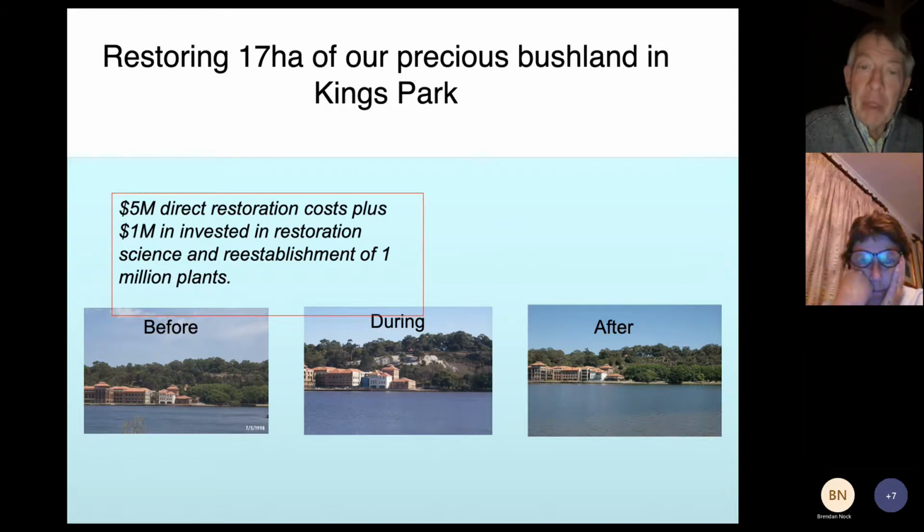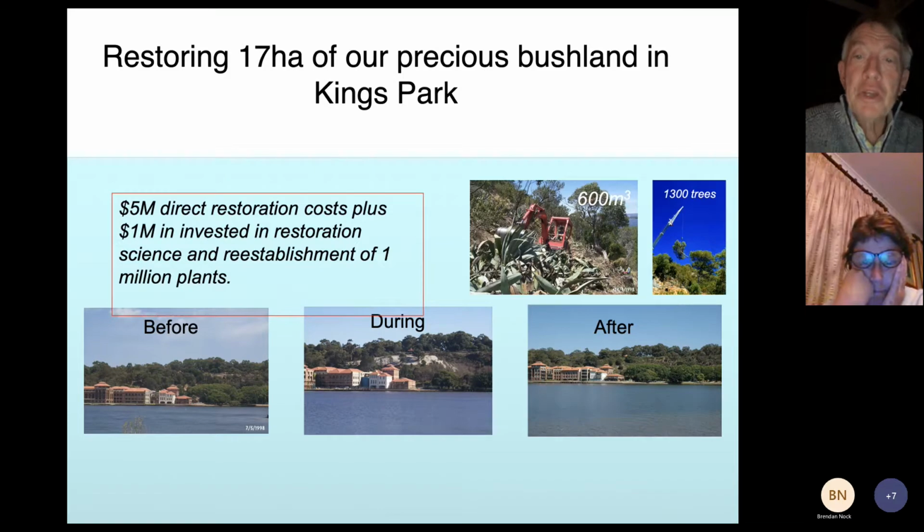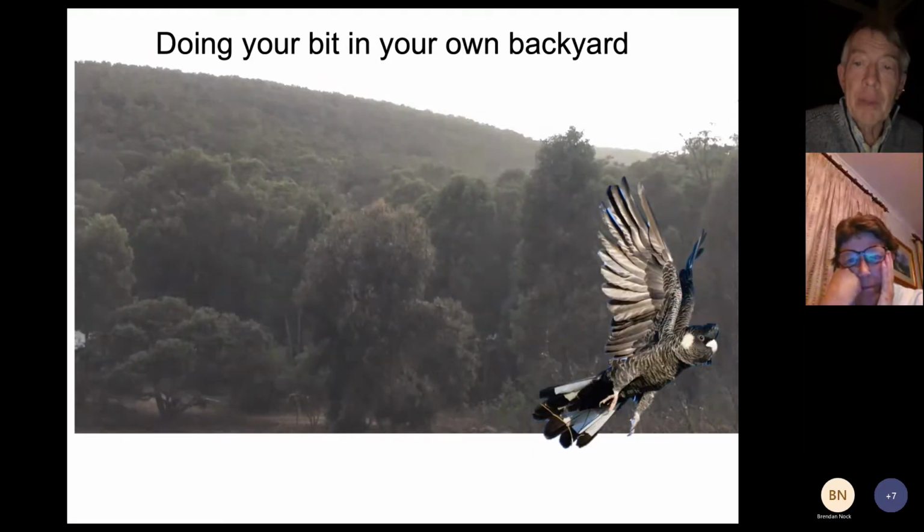What we discovered is that we could then value a hectare of our land in Kings Park at that stage, if we'd looked after it, as a saving of $285,000 per hectare in restoration cost. That's cubic metres of various weeds that were taken out and 1,300 feral trees that had taken over that site.